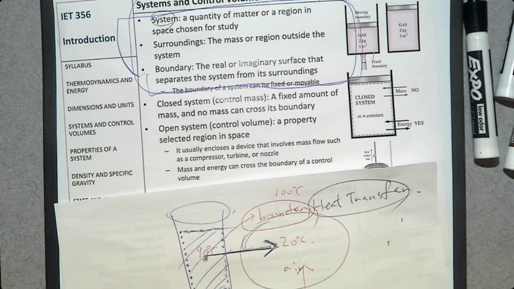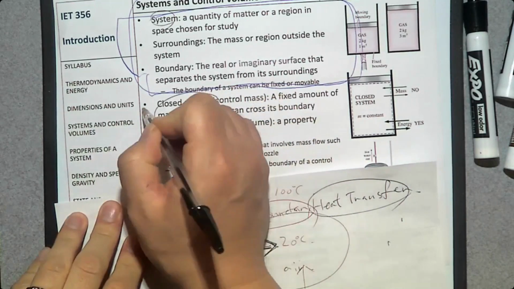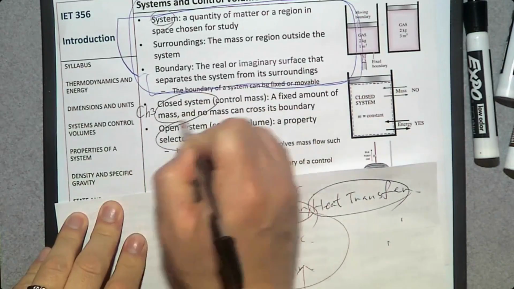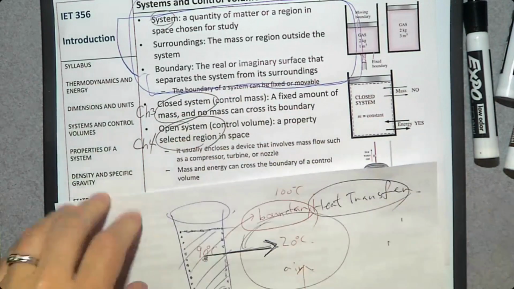So the governing equation, even though we apply the same law, conservation of energy principle, looks slightly different between a closed system and an open system. So we have two different chapters, one for a closed system, the other one for an open system. Closed system is going to be chapter 3. Open system is going to be chapter 4.